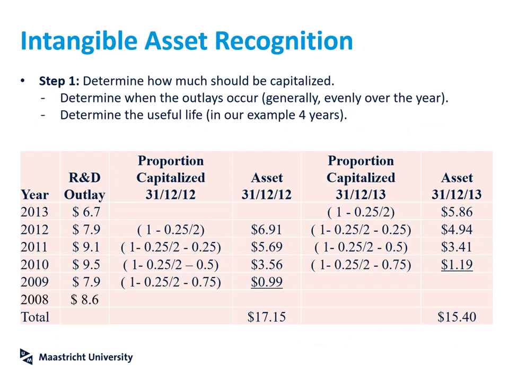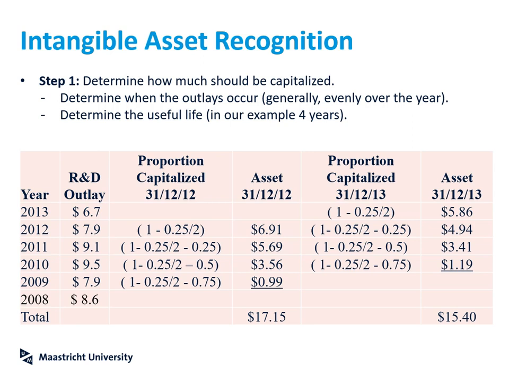Because that is step one. In step one, we're going to determine how much should be capitalized. And there are two things that we need to know, and the information was already given in the question. First of all, we need to know when the outlays occur. And in general, that means evenly over the year, which, and that's what you will see here, translates into having one outlay in the middle of the year. And of course, we need to know the useful life, which is in our example 4 years.